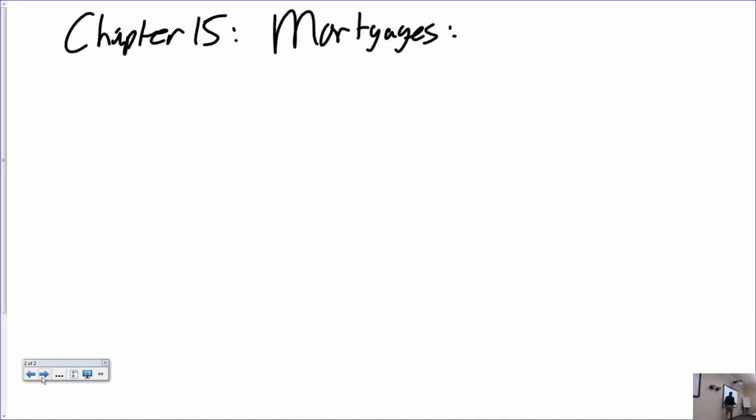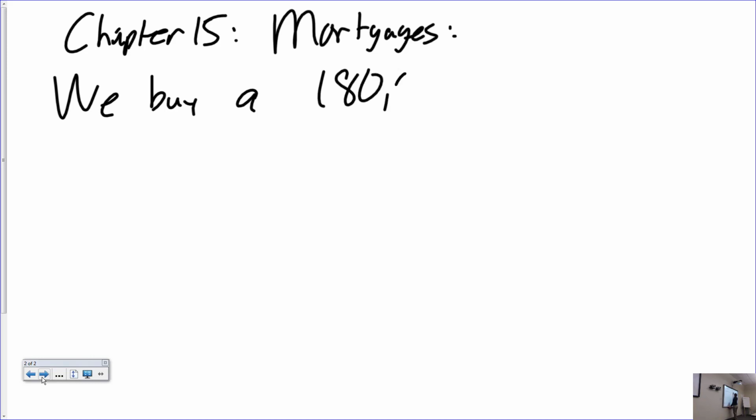All right, so folks, where are we going to buy our house? Are we going to buy it in Janesville or Madison? Janesville. Okay, so we buy a $180,000 house. Sure. It's a nicer house in Janesville, right? Now, how much are we going to put down? 20%. Why do we put 20% down?